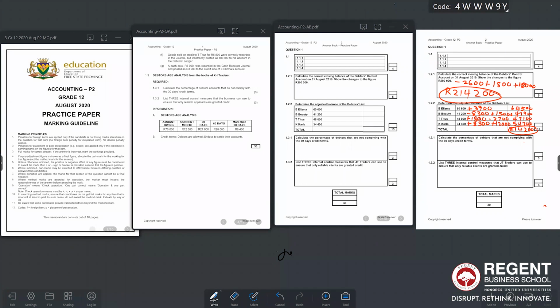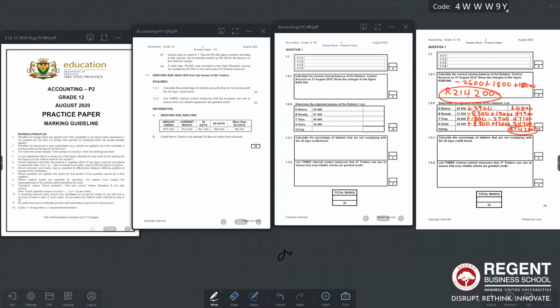214,200. You should be able to score your marks quite easily with the debtors record. If something like this comes out where they're asking you to work out the correct balances, read carefully, interpret it, and record it. Okay, let's move on to the next bit.